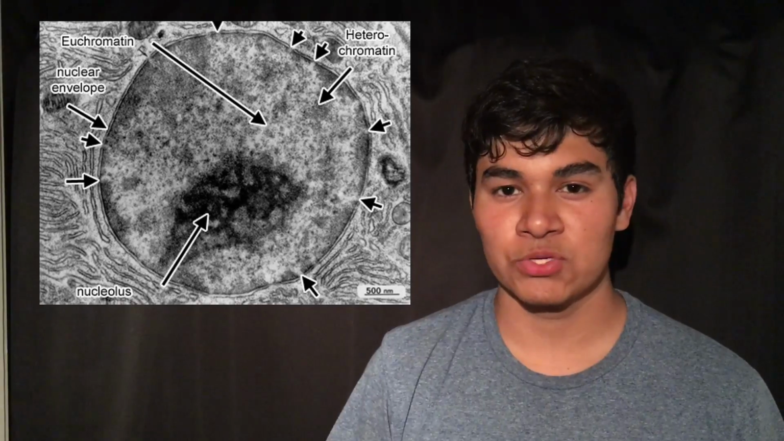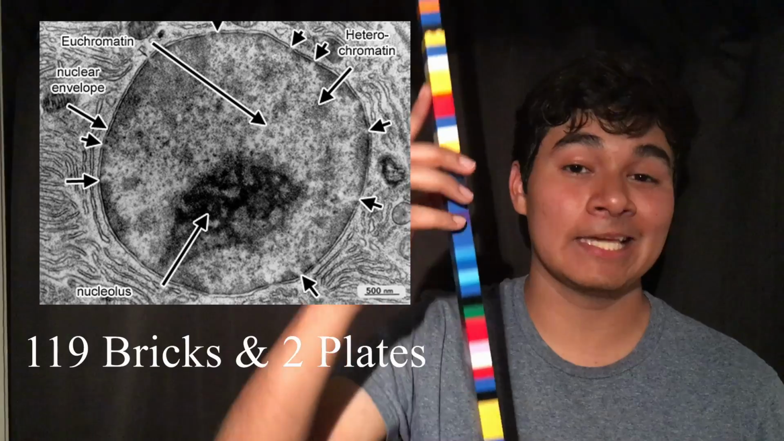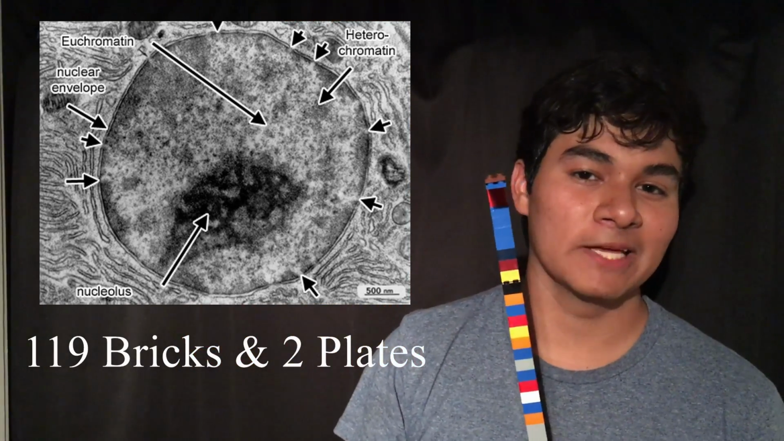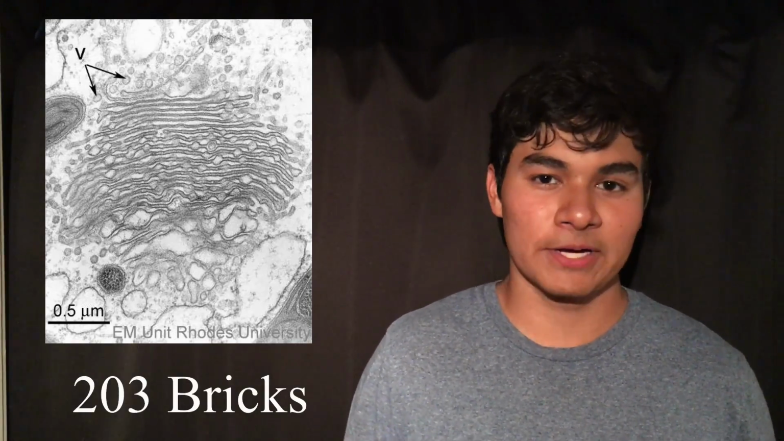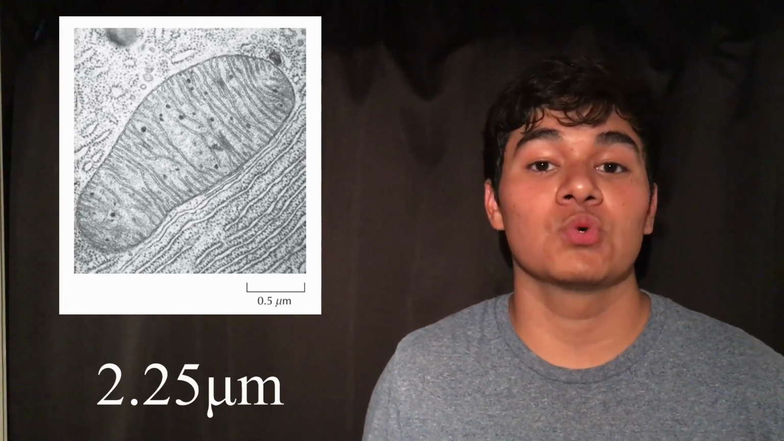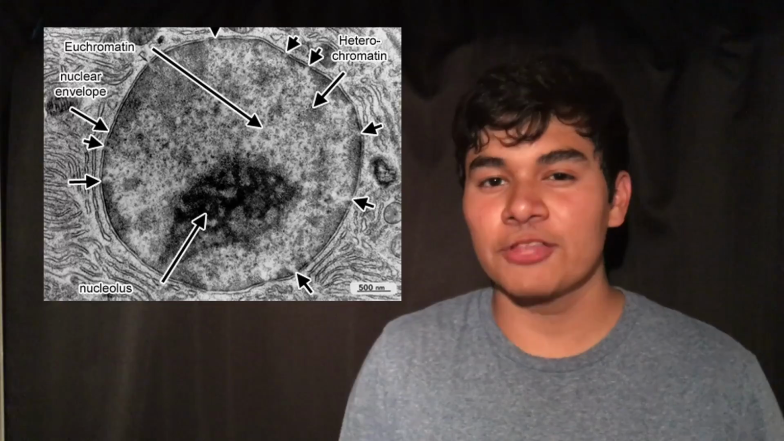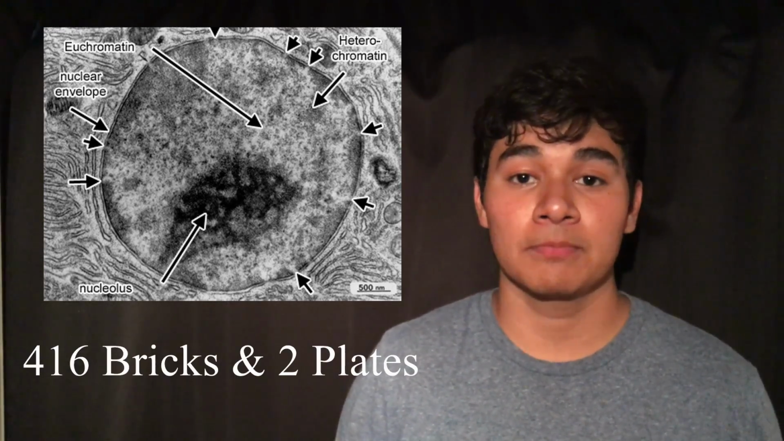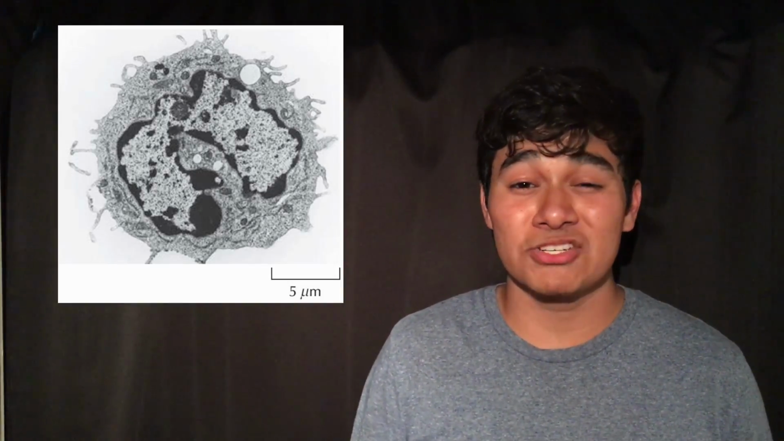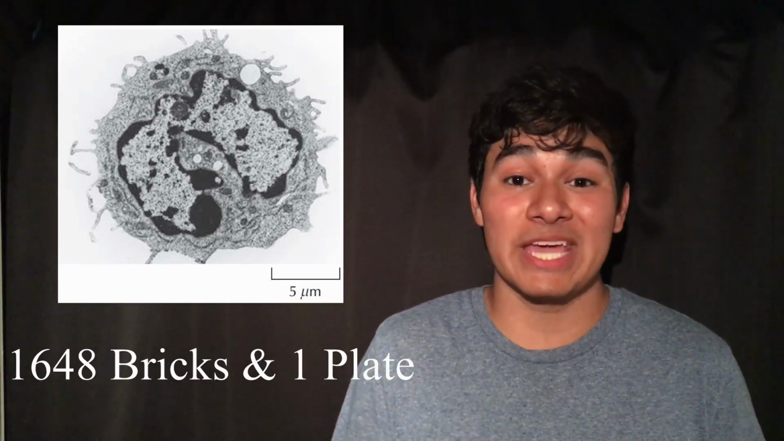Next, I measured the nucleolus, which came out to be roughly 1.15 micrometers, or about 119 Lego bricks and 2 plates. The Golgi body came out to be about 1.95 micrometers, or 203 Lego bricks. Mitochondria measured out to be about 2.25 micrometers, or about 234 Lego bricks and 1 plate. I measured out the nucleus to be right about 4 micrometers, or 416 Lego bricks and 2 plates. Now, all human cells vary in size, but for the sake of this example, I used a white blood cell, which measured out to be about 15.83 micrometers, which is over 1,648 Lego bricks.